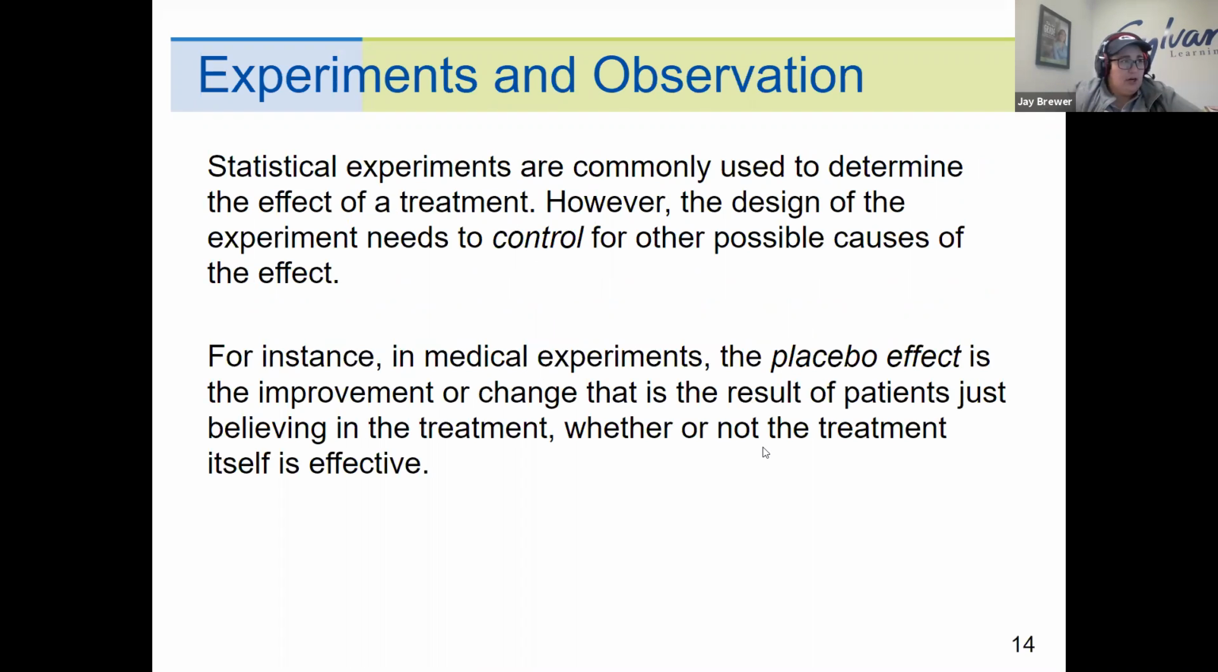Statistical experiments are commonly used to determine the effect of a treatment. However, the design of the experiment needs to control for other possible causes of the effect. Here's a good example. In medical experiments, the placebo effect is the important improvement or change that is the result of patients just believing in the treatment, whether or not the treatment itself is effective.